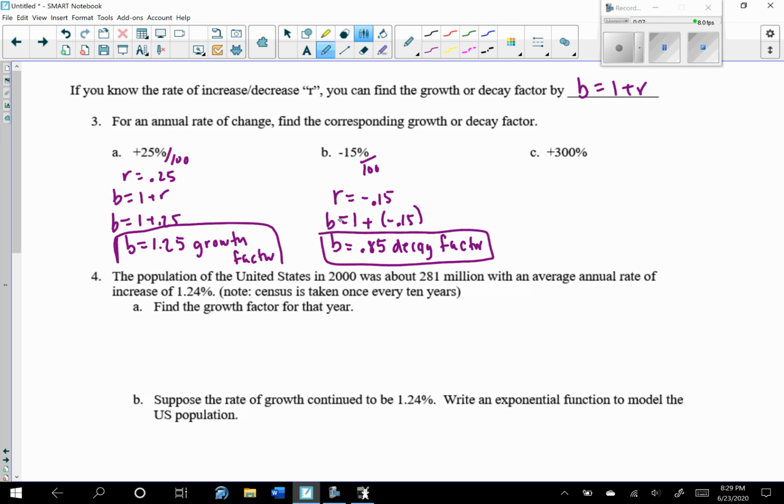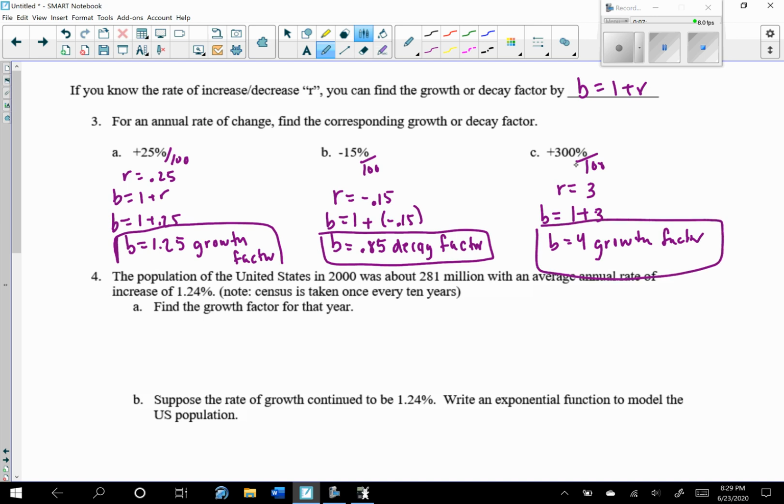For the next one, divide that by 100, and so R is equal to 3. So B is equal to 1 plus 3, so that means B is equal to 4 for the growth factor. So notice that for something to grow by 300%, your growth factor is 4.